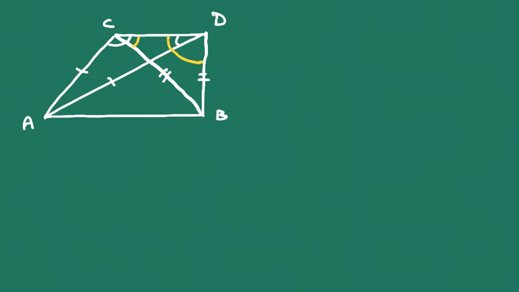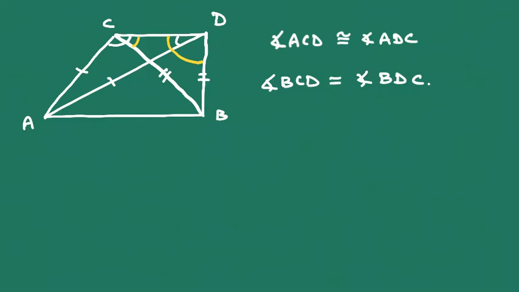Okay, so now let's put all of our angle relations together. We have that our angle ACD is going to be the same as our angle ADC. And we have that our angle BCD is going to be equal to our angle BDC. And we have that our angle ACD is going to be larger than our angle BCD. And finally, we have that our angle BDC is going to be larger than our angle ADC.